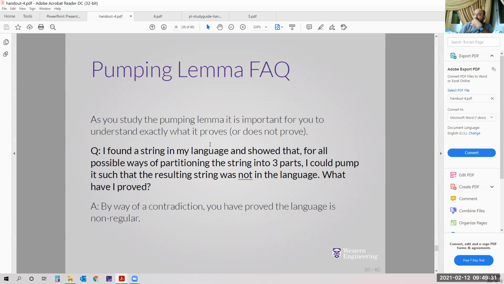As you study the pumping lemma, it is important for you to understand exactly what it proves and what it does not prove. I found a string in my language and showed that for all possible ways of partitioning the string into 3 parts, I could pump it such that the resulting string was not in the language. What have I proved? By way of contradiction, you have proved the language is not regular.